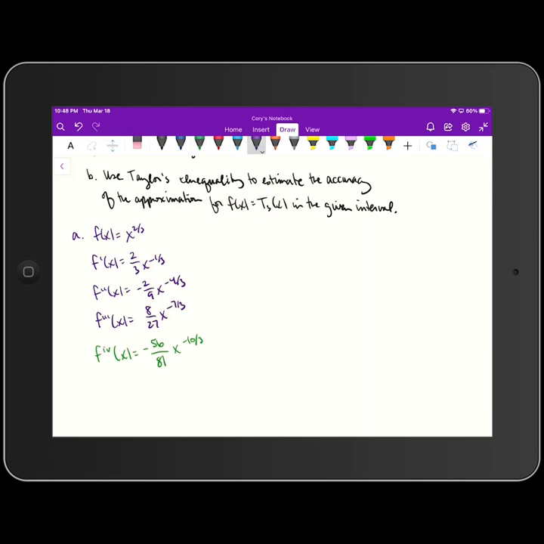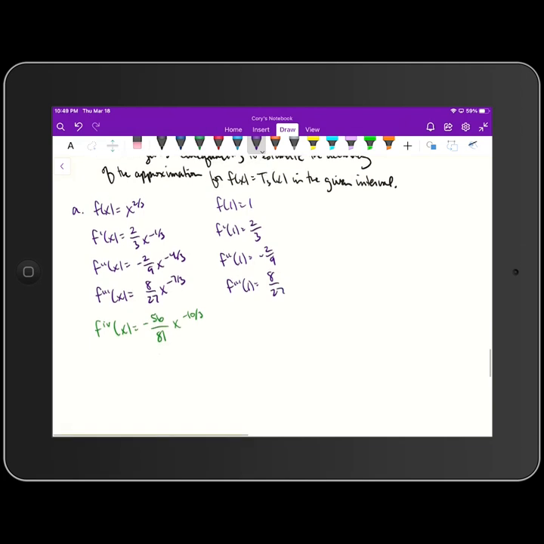Okay, and then what we're going to do is evaluate f prime, f double prime, f triple prime at 1, because that's going to give us our coefficients for the Taylor polynomial. So f of 1 is going to be 1, f prime of 1 is 2/3, f double prime of 1 is negative 2/9, f triple prime of 1 is going to be 8/27.